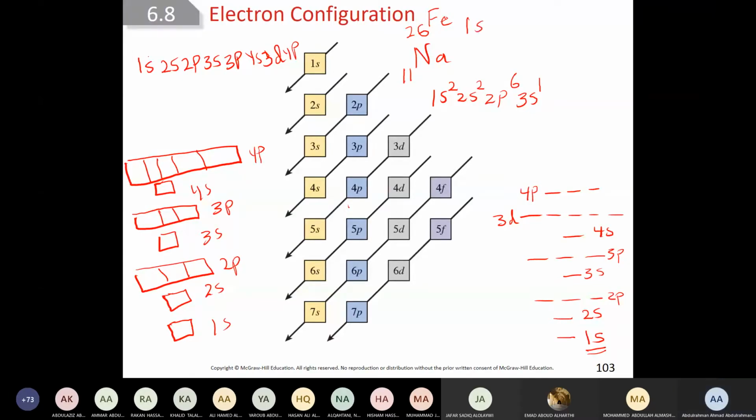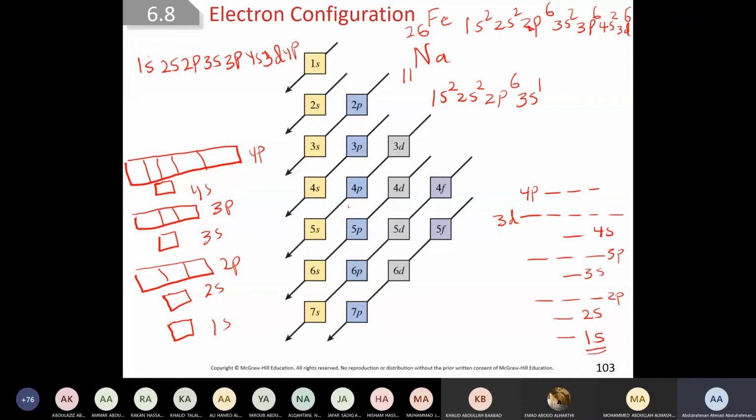1s2, 2s2, 2p6, 3s2, 3p6, 4s2, 3d. What? 6. 6 only. What's left is 6, exactly. I can put up to 10, but I have only 6. Is this clear? Yes. Very good. I hope you can draw these things.